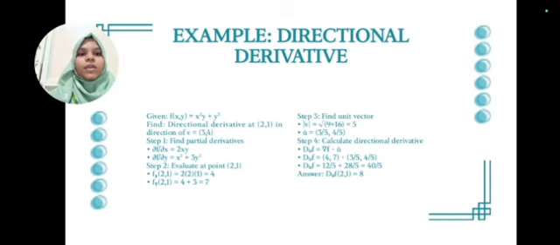Here, in step 1 we have to find the partial derivatives, and in the second step we have to find the derivative at the point (2, 1). In step 3 we have to find the unit vector, and in step 4 we have to calculate the directional derivative by applying the formula, the directional derivative of f in the direction of u.